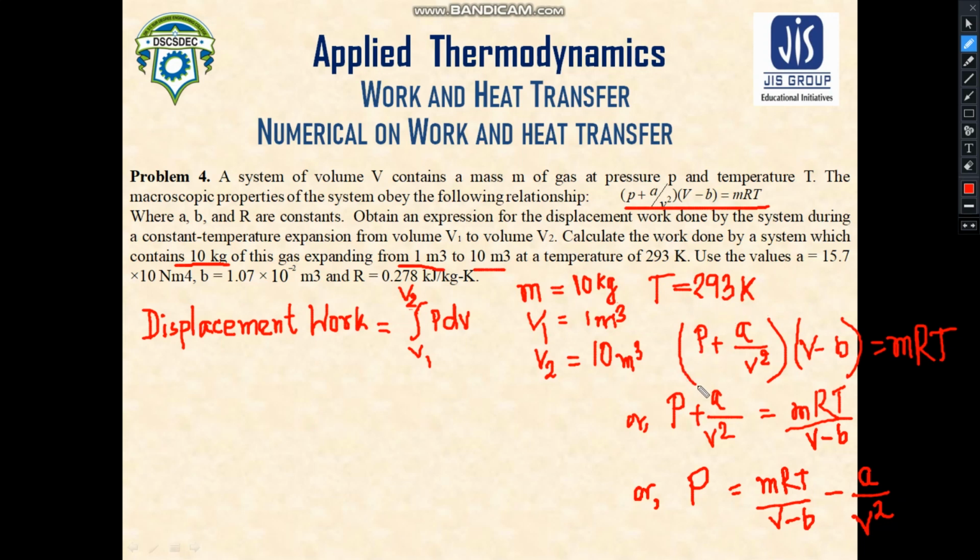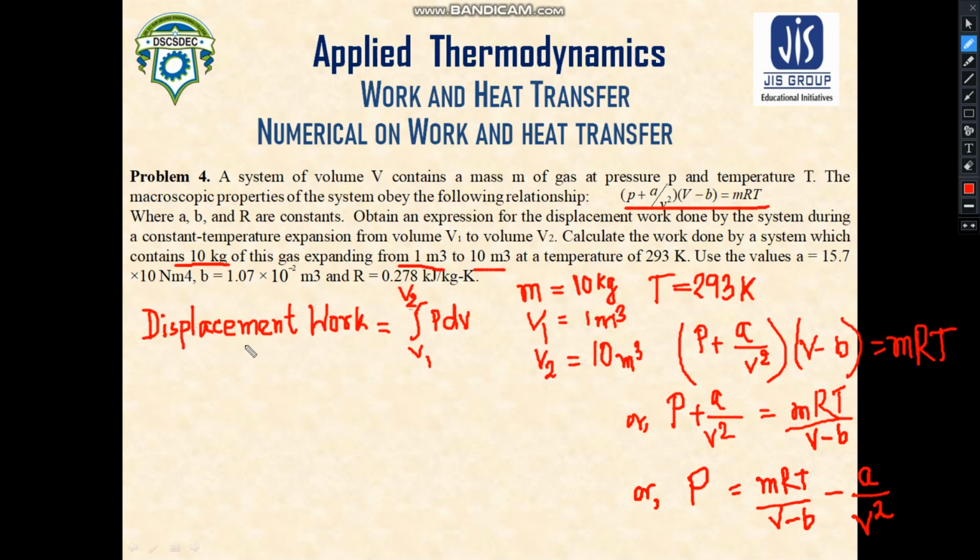So the gas follows this equation, P plus A by V square into V minus B is equal to M R T. From this equation we have just simplified the value of P. So we have expressed P in terms of all the other variables present. Specifically, we have expressed P in terms of V because it will help us in this equation.